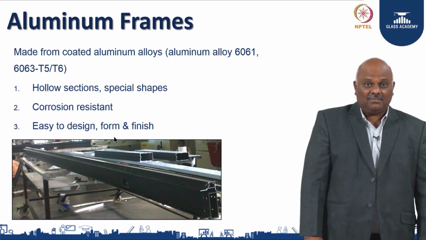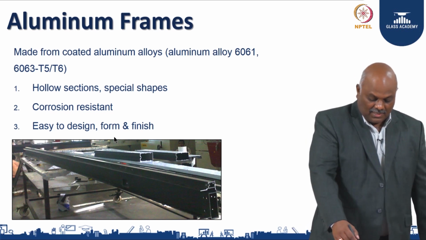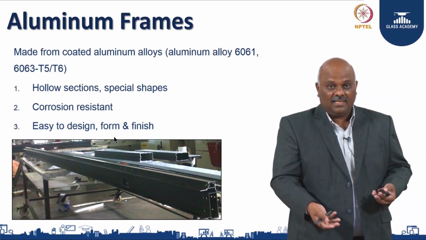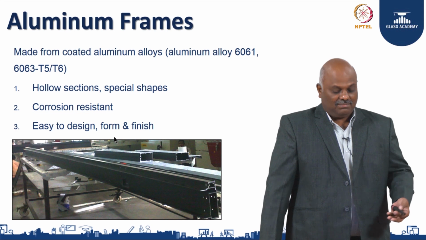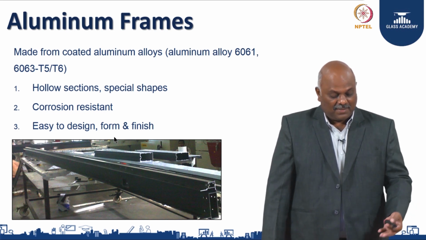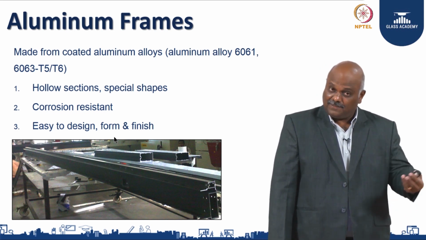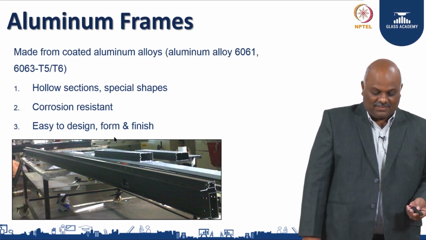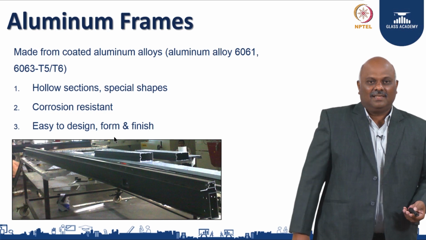This is an example of an aluminum extrusion. You can see how these extrusions are. They are made to the profile, you make the shapes you like and then they come in. So, as I said, they are easy, malleable, corrosion resistant because of the protective coating you do, easy to design and easy to form and finish. So, you can cut, you can do anything on this.